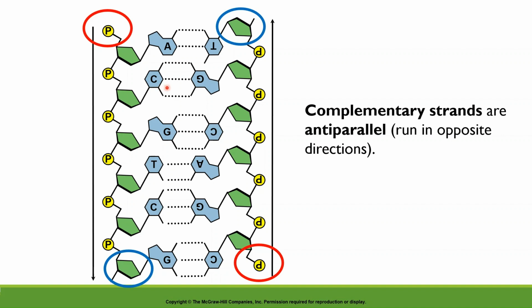They also determined that the strands, in order for this to work geometrically, run in opposite directions. So if we look at the strand on the left, this bottom part, we can see that it has the free 3' hydroxyl group. So this would be called the 3' end. And if we look at the top, this 5' carbon is free from being bound to another nucleotide, so this is called the 5' end.